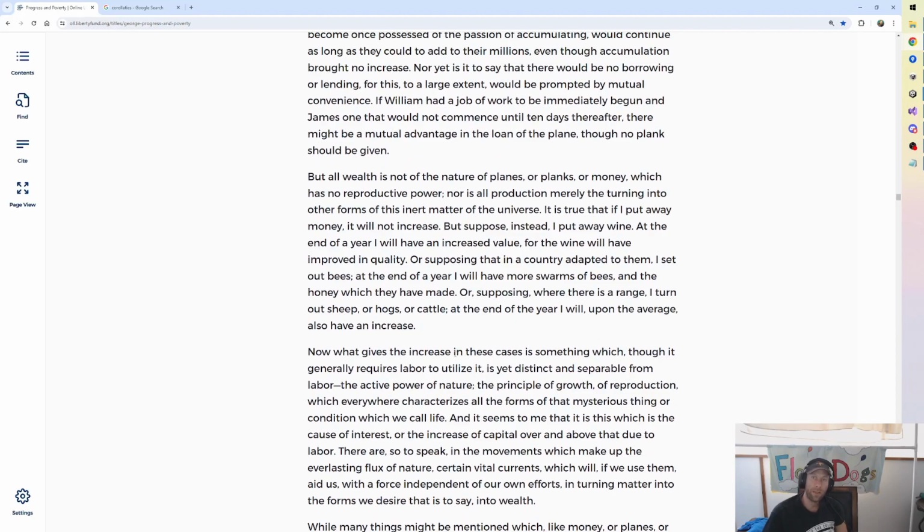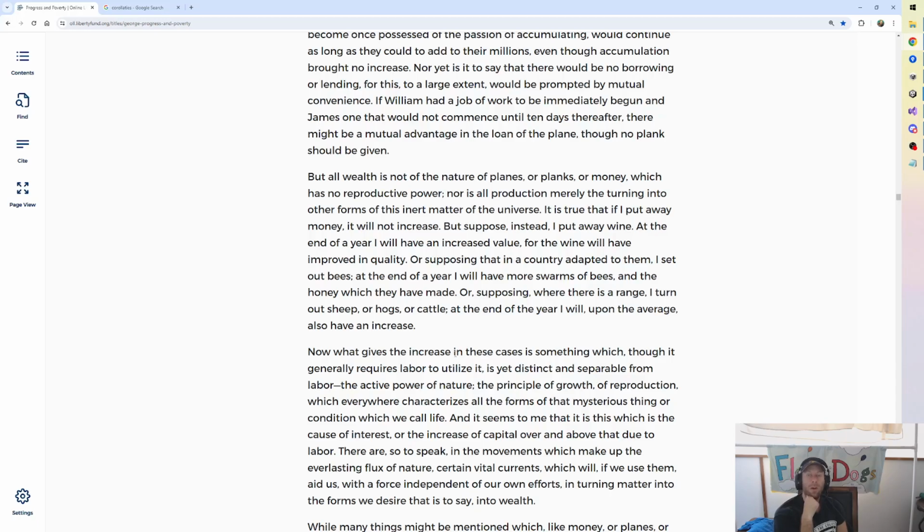Nor yet is it to say that there would be no borrowing or lending, for this to a large extent would be prompted by mutual convenience. If William had a job of work to be immediately begun, and James one that would not commence until 10 days thereafter, there might be a mutual advantage in the loan of the plane, though no plank should be given.